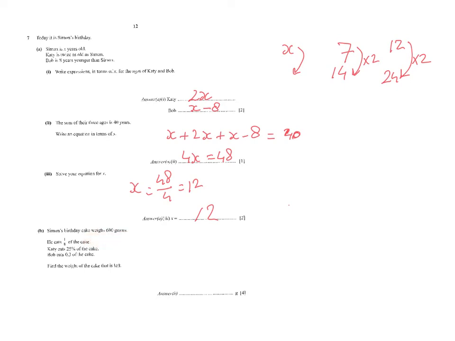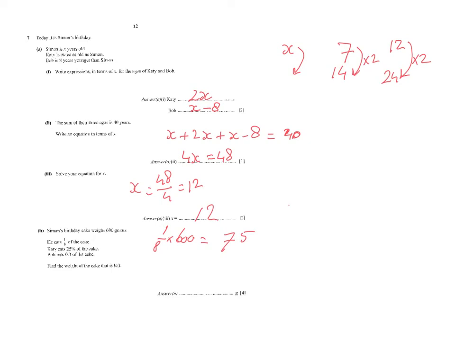Simon's birthday cake weighs 600 grams. He eats 1/8 of the cake. Kate eats 25% of the cake, and Bob eats 0.3 of the cake. Find the weight of the cake that is left. Okay, so 600 grams. If Simon eats 1/8 of that, so I'm going to find out what is 1/8 of 600 grams. There we go. So you can plug it in your calculator, and I'm doing the same thing. That is 75 grams of the cake is gone.